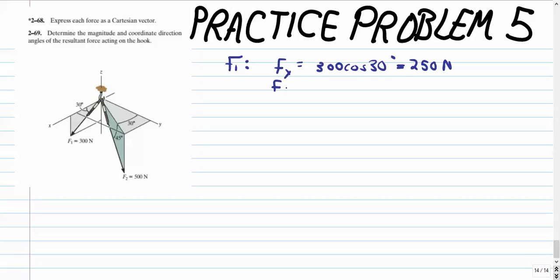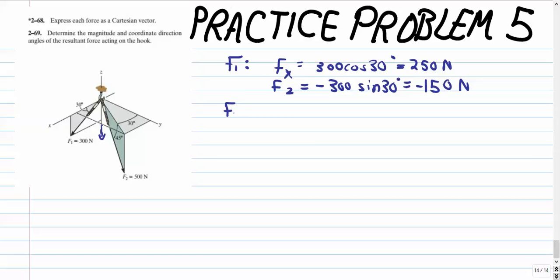While its component in the z direction is going to be equal to negative 300 sine of 30 degrees. And this is going to be negative 150 newtons. It's negative since it's directed in the negative z direction.